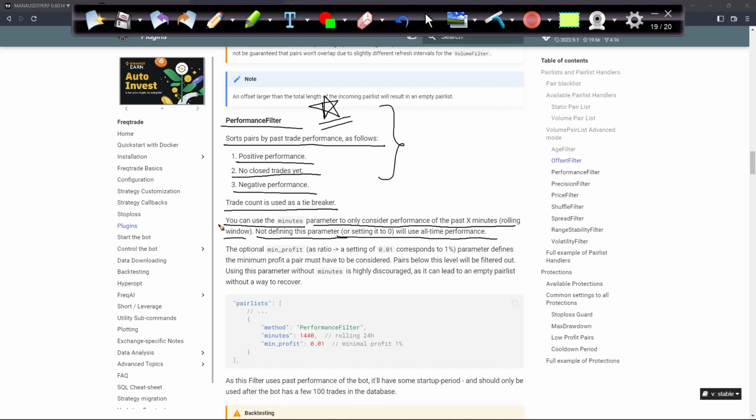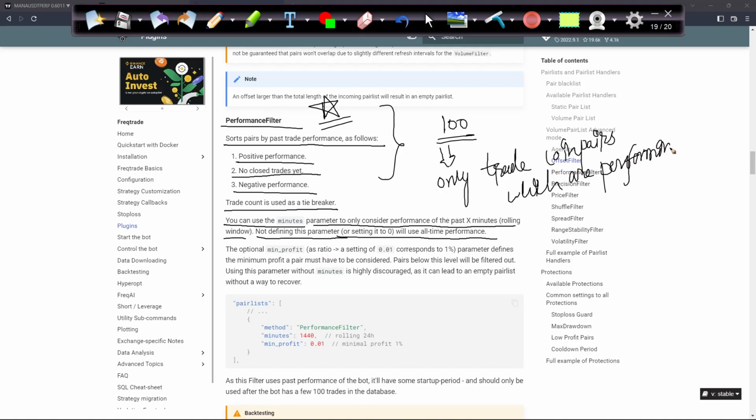Okay, so what it means is that if we have 100 coin pairs and we want to only trade pairs which are performing well, we can go to 1 hour performance and look at all these coin pairs. Then we can see which 30 of them were good performing, so we will only trade those.